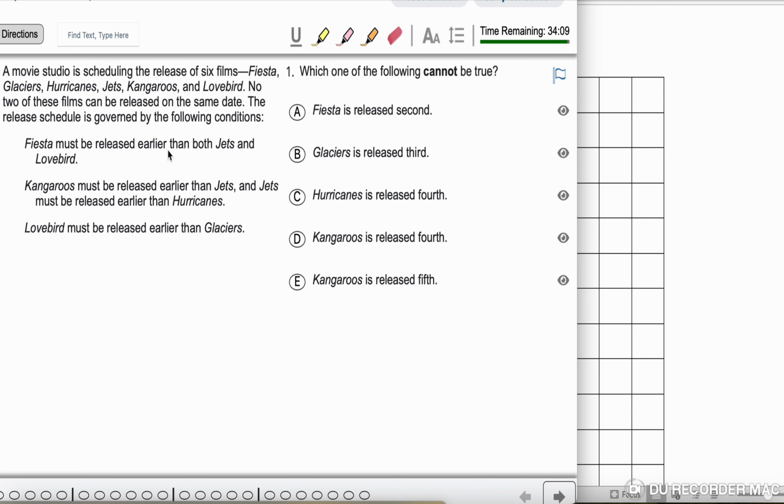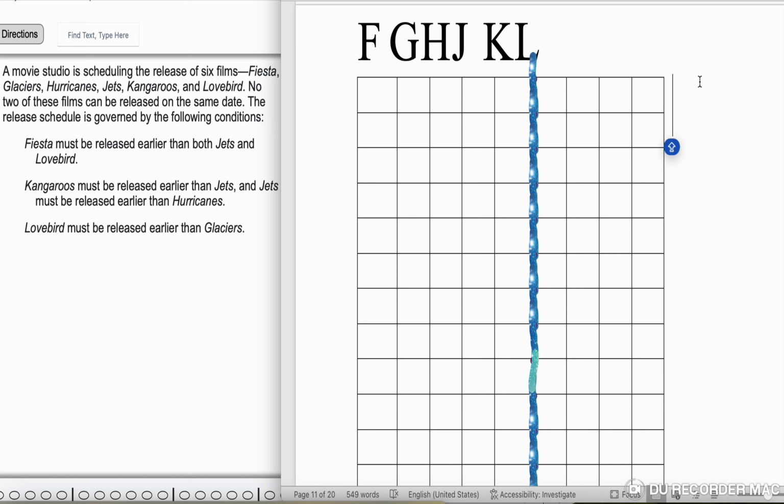F must be released earlier than both J and L. So what that means to me is that F is going to be here, in a position before J and L. If you like the way I came up with that diagram, just put the F here and then signify J and L, meaning that F has to be before both J and L.